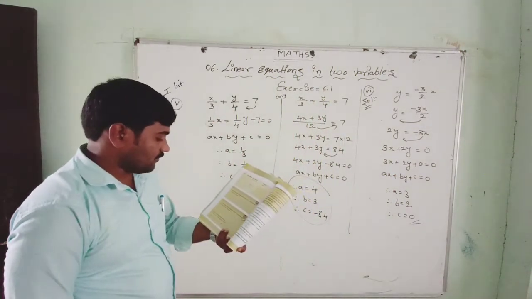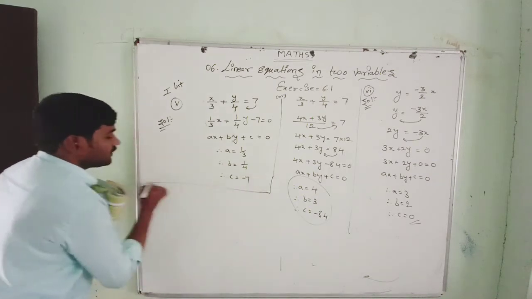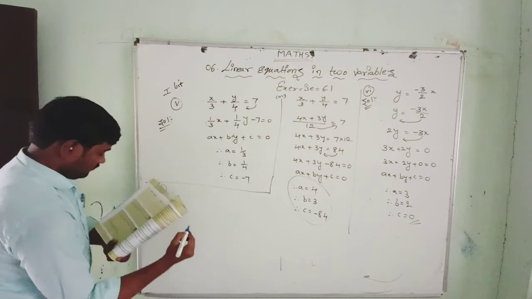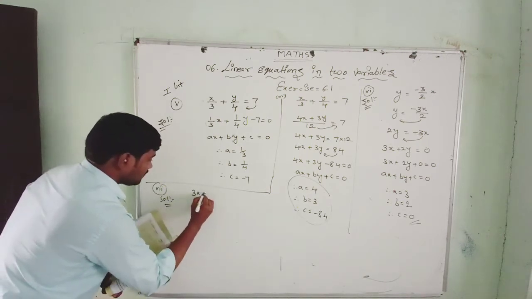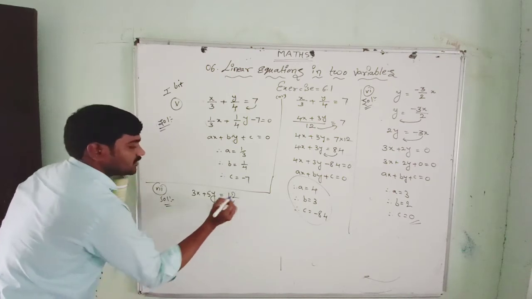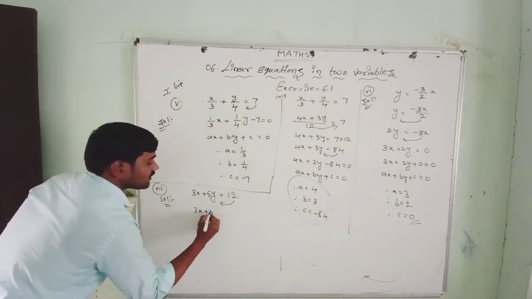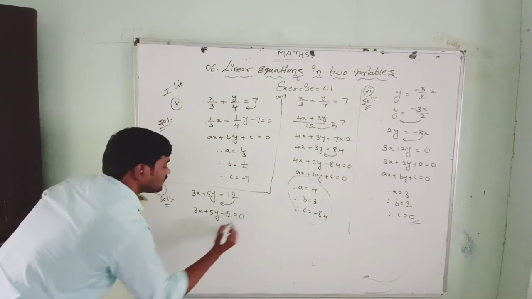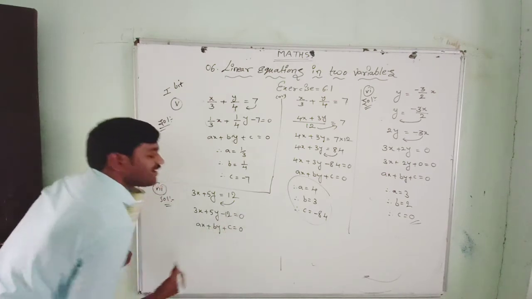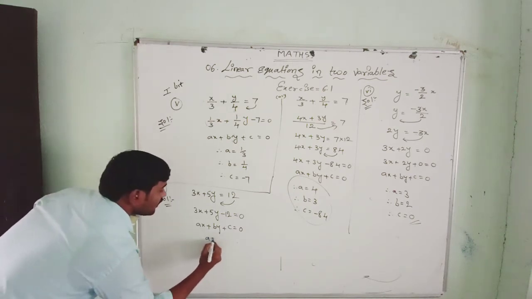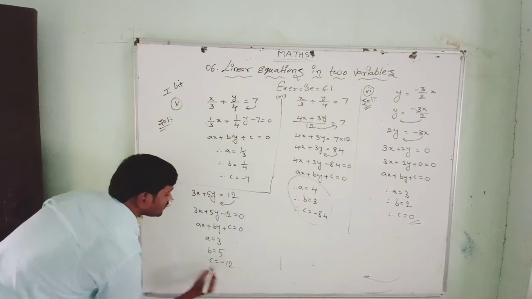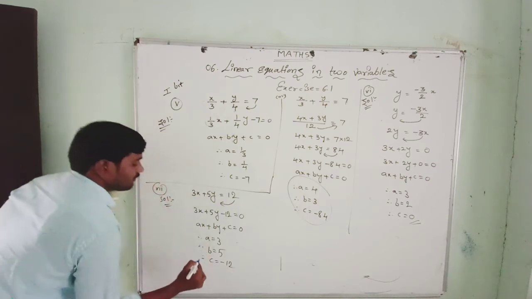Yes, I hope you have completed this. Now the seventh one I will do it here. Solution: 3x plus 5y is equal to 12. Very easy one. This 12 you bring this side: 3x plus 5y minus 12 equal to 0. Now we will compare with the ax plus by plus c equal to 0. This is the general form of linear equation in two variables, where a value is 3, b value is 5 and c value is minus 12.